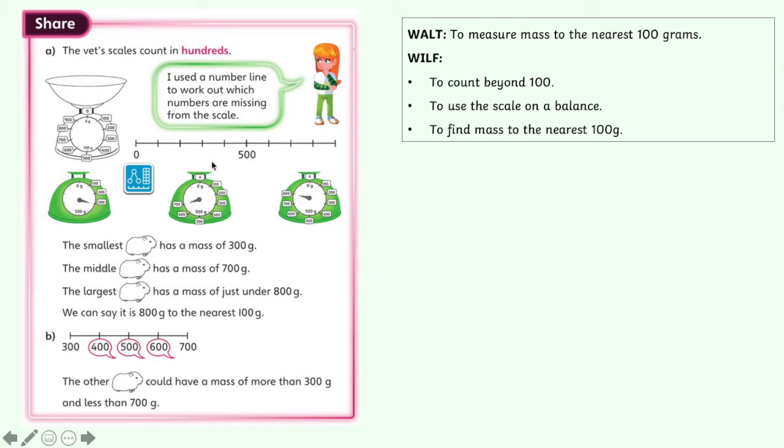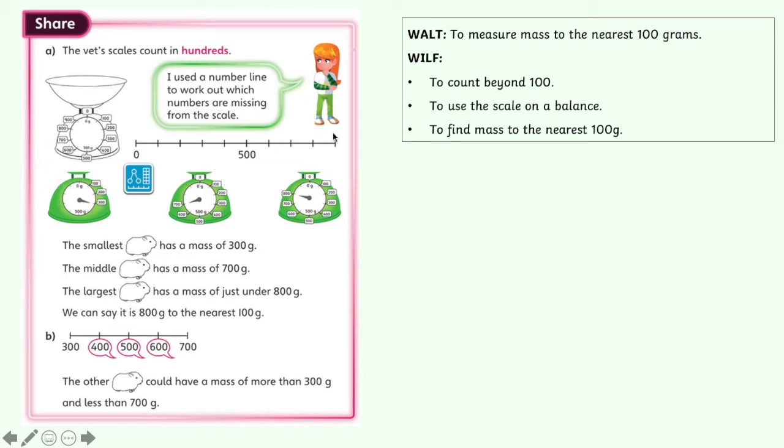So let's have a think about this first question. What is the mass of each guinea pig? Now, if we look at these weighing scales, we can see that they start on 0 grams. It's quite small to see, so you have to look carefully. And each jump around the scales is a jump of 100 grams. So we are counting up in 100s.